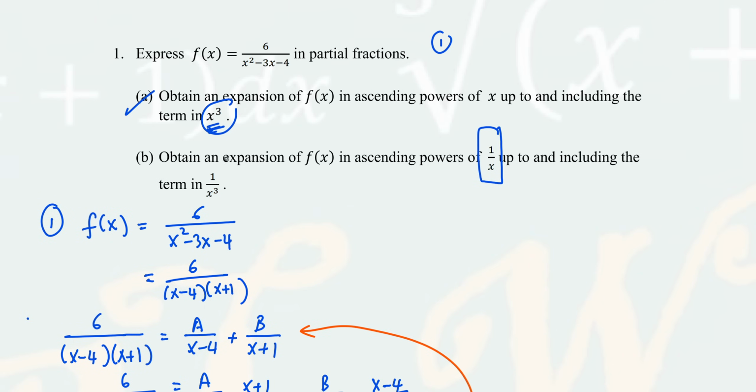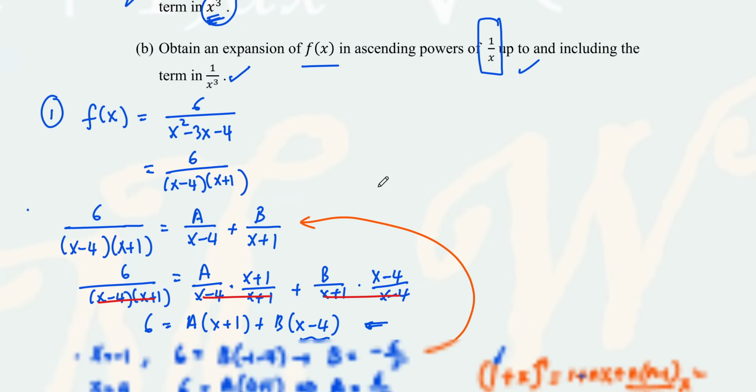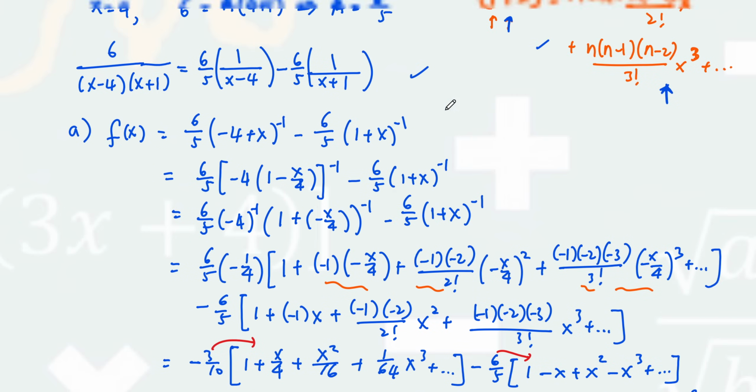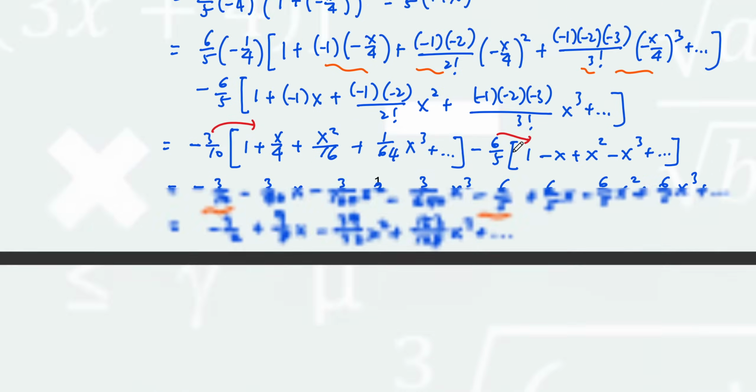Now part b, same function, but now we need to expand in terms of 1 over x, right? So it will not be x anymore. It will be just 1 over x, 1 over x squared, and so on. And now we need to get the terms up to 1 over x cubed. Use back the same function. So what to do is I'm going to copy the same f(x), which is here.